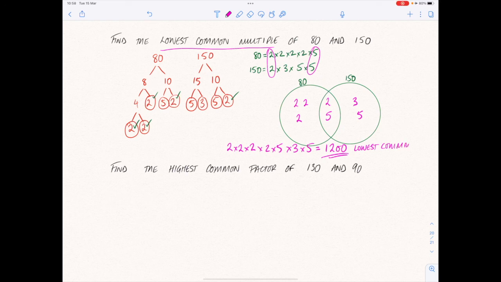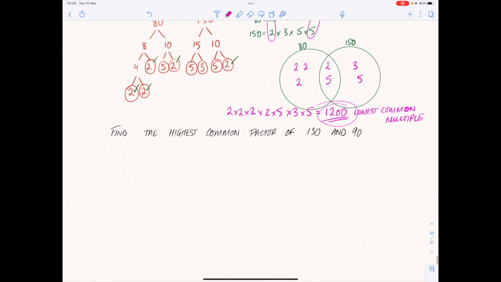Okay. Now, you need to remember that a multiple is a multiple of that number. So the multiples of 80 are 80, 160, 240, 320. The multiples of 150 are 150, 300, 450. So if you were to do your times tables of 80 and 150, the first one that would show up in both lists would be 1,200, and that would take you a little bit of time, so it's much quicker doing it this way.